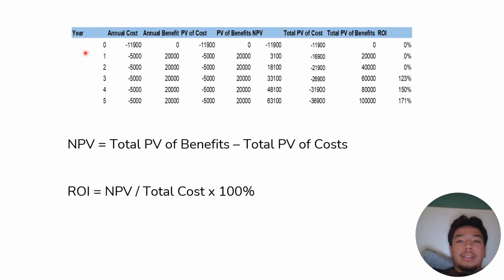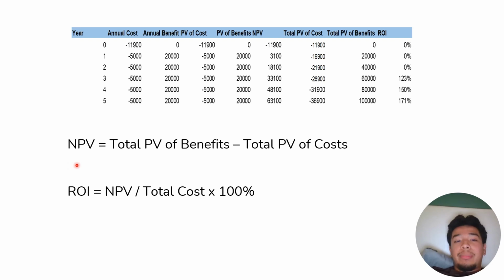Alright, so here is the little spreadsheet I was talking about a second ago. So let me go over it for you guys. Let me start off with the columns up here. We have our years, our annual cost, our annual benefit, our present value of cost, our present value of benefits, our net present value, our total present value of cost, our total present value of benefits, and our return on investment. So these are our two formulas.